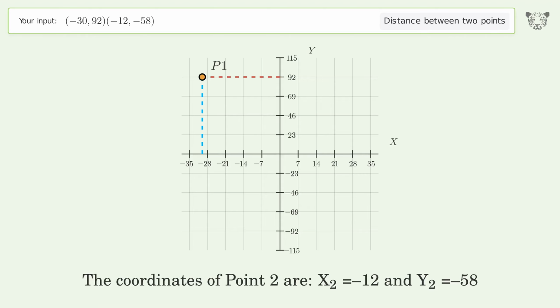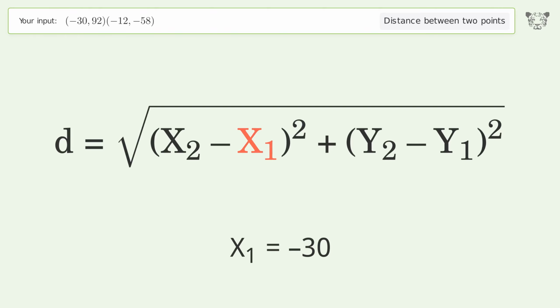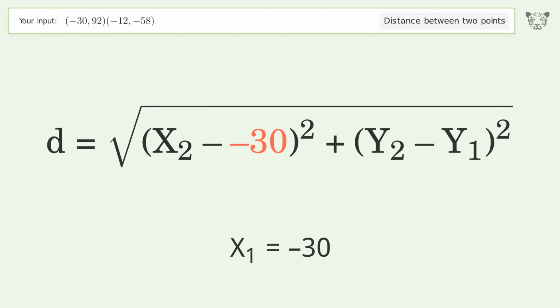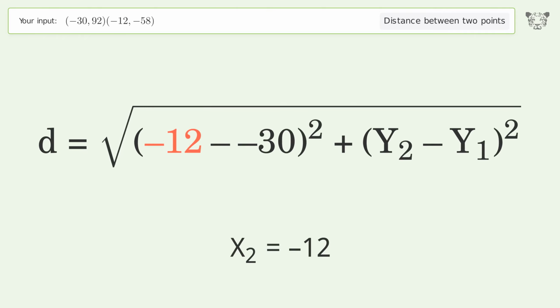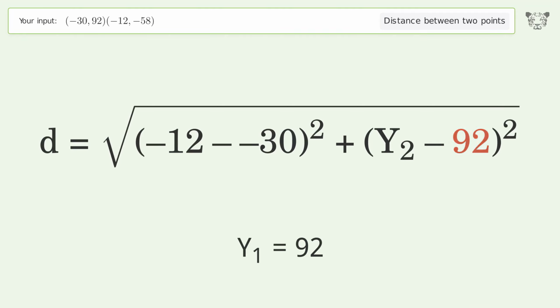x1 equals -30. x2 equals -12. y1 equals 92. y2 equals -58.